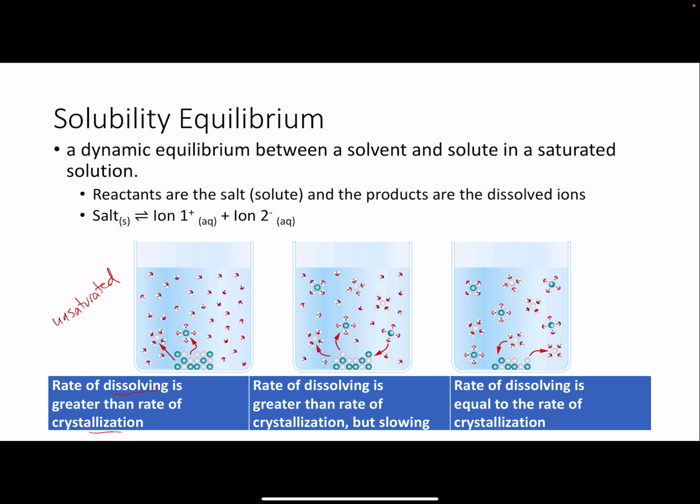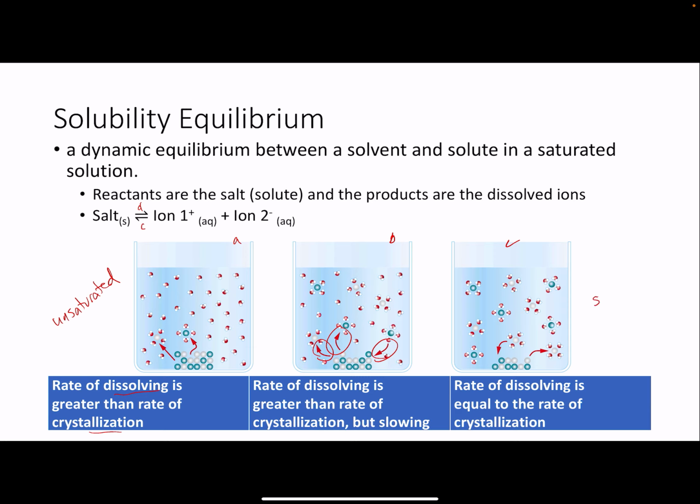So it's not an equilibrium because dissolving is the forward reaction, whereas crystallization is the reverse reaction here. Right? So in scenario 2, we can still see that it's still dissolving. There are 2 arrows for dissolving, but now it's starting to slow down. It's approaching saturation, and one of the solute particles is recrystallizing. So the ions are turning back into the salt.